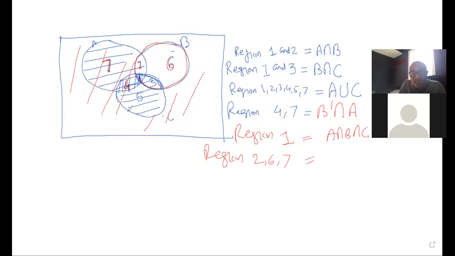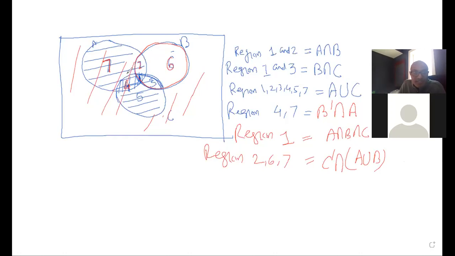And then after 2, 6, and 7, I'm counting all these numbers, right? All the numbers of A and B. That means one thing is sure, A union B is there. But I want to exclude these numbers. So I would say that C complement intersection A union B.